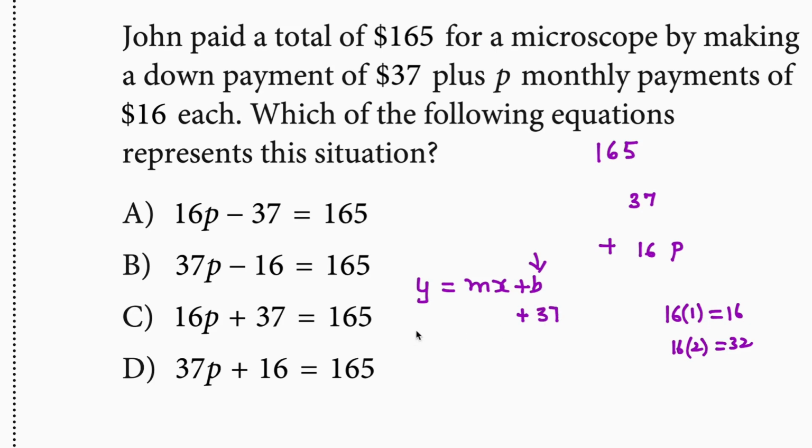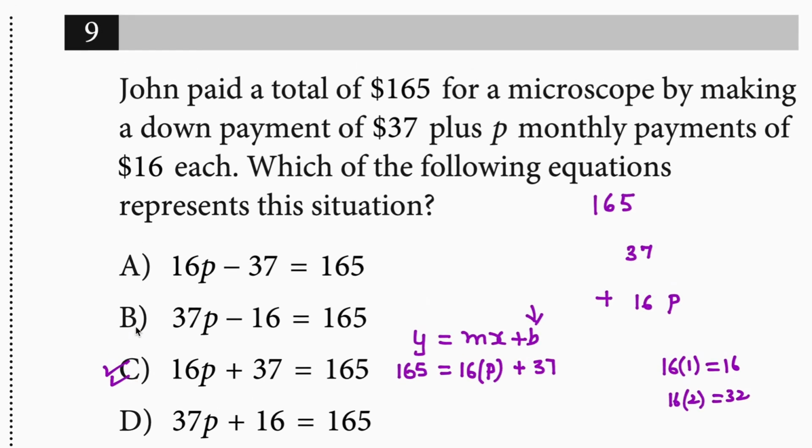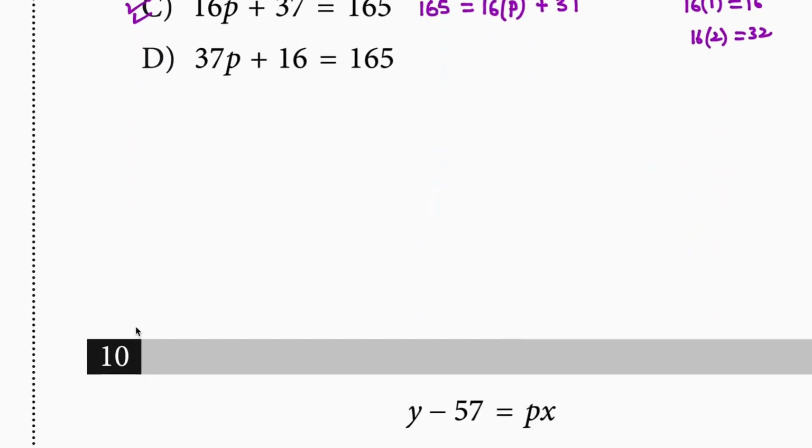So here it is what we have done initially, the down payment. So it's 37. Y is the cost, total cost of the microscope, and m is the rate of change. That means every next month $16 will be paid. And for how many months? P months. So it's a simple linear equation question. We have to understand what every variable means. What do you mean by y? What is m? What is x and what is b? And we have to just place the values. Okay, let's see the values. Yes, C is the right option. So for question number 9, C is the option.